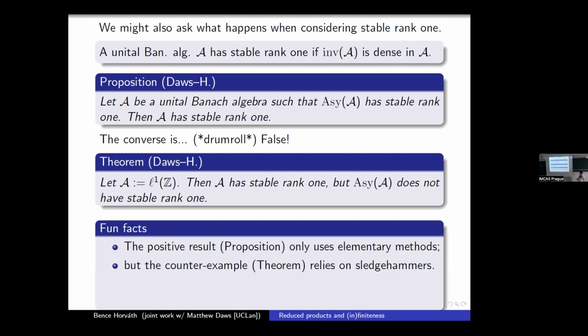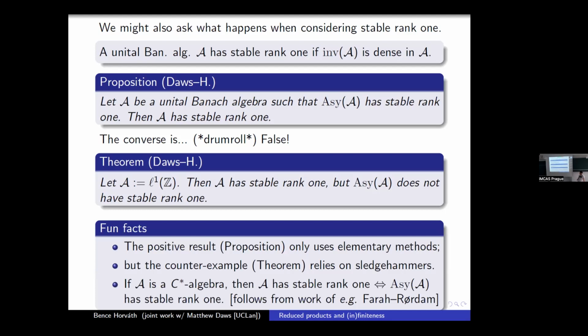That's the thing. And again, stable rank 1 for C-star algebras is an if and only if statement. The algebra has stable rank 1 if and only if the Corona asymptotic sequence algebra has stable rank 1. This one I found in a paper of Farah and Erdogan, and they're using model theoretic methods, continuous model theoretic methods, to prove this, I think.